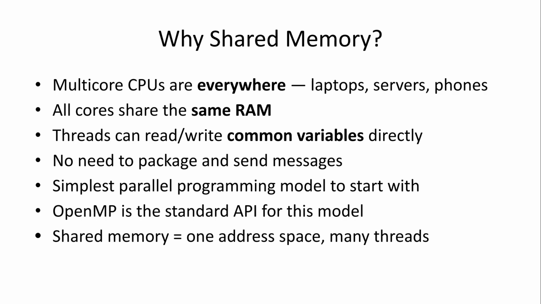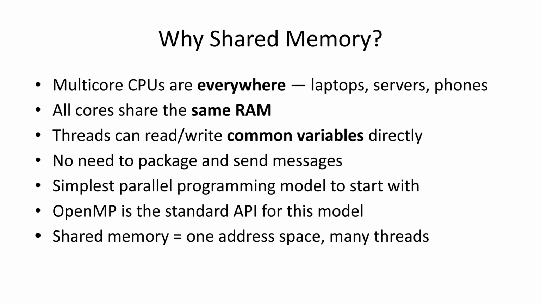So we don't have to explicitly send and receive messages here, simply because everybody just goes and reads or writes to that particular location, and everybody else will be able to see the updates made to those common variables because they are shared. Why do we want to learn this? Mainly because this is the simplest possible parallel programming model to begin with, and OpenMP is the standard API in this model. It's been around for quite some time, and people have been using it extensively across a lot of scientific applications and other types of applications.